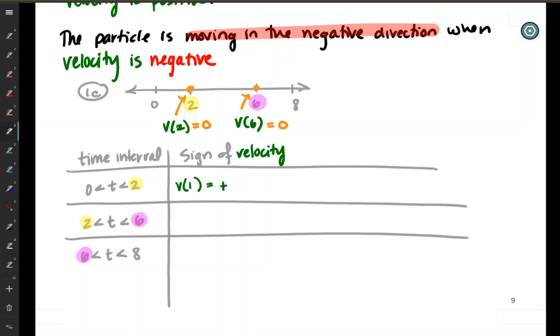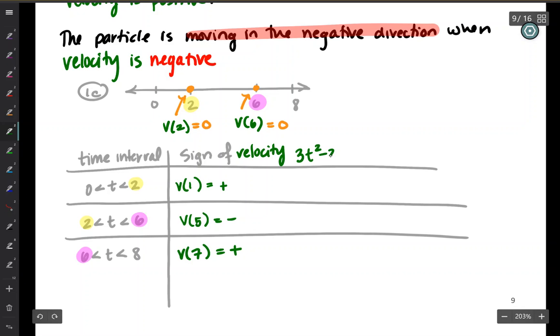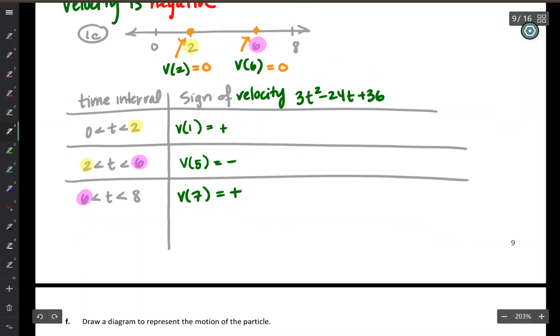Pick a number between 2 and 6. How about 5? V of 5, I'll let you go ahead and plug it into that velocity function. It's going to be negative. And then pick a number between 6 and 8. How about 7? I'll let you go ahead and plug it in and see that that is positive. Your velocity function, again, was 3t squared minus 24t plus 36. Excellent.